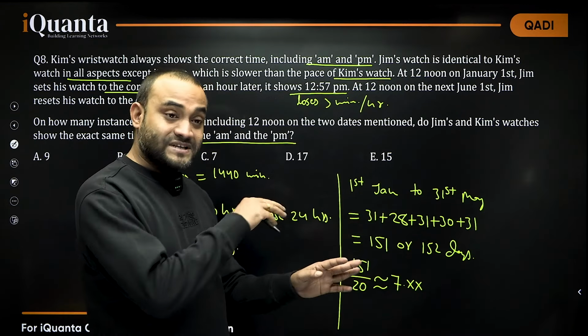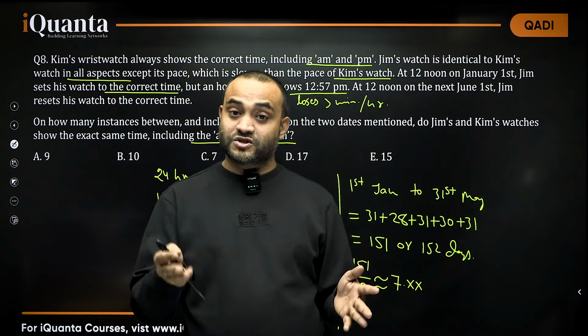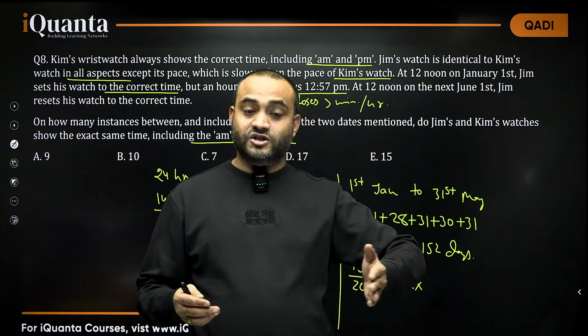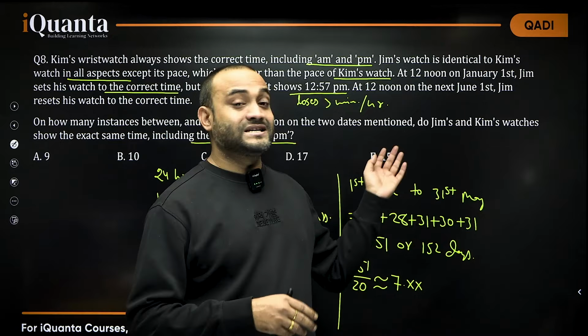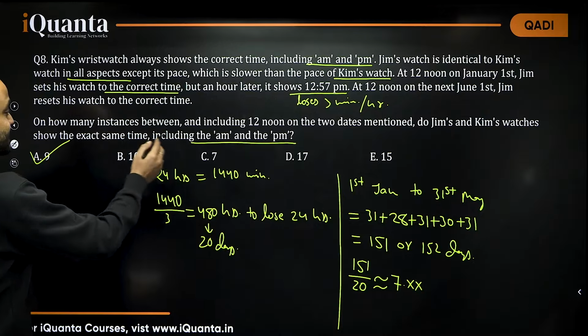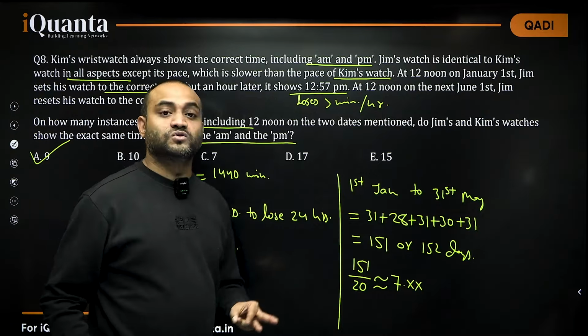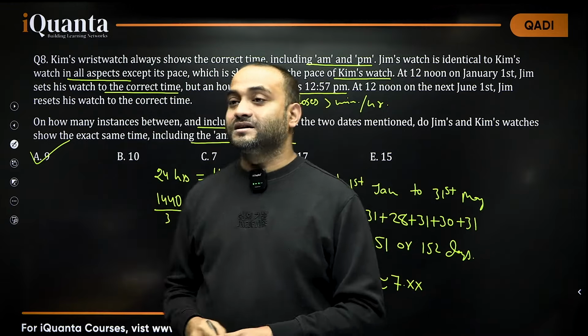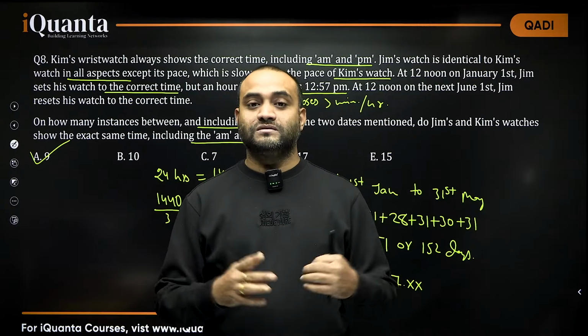So 7 times between 1st January and 1st June, plus 1 for 1st January and 1 for 1st June. So a total of 9 times, as it says including 12 noon on the 2 dates, right? So the total answer is 7 plus 1 plus 1, which is 9 times.